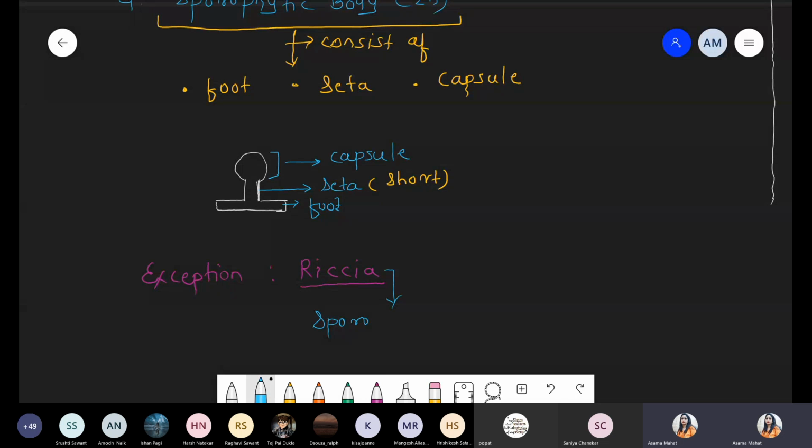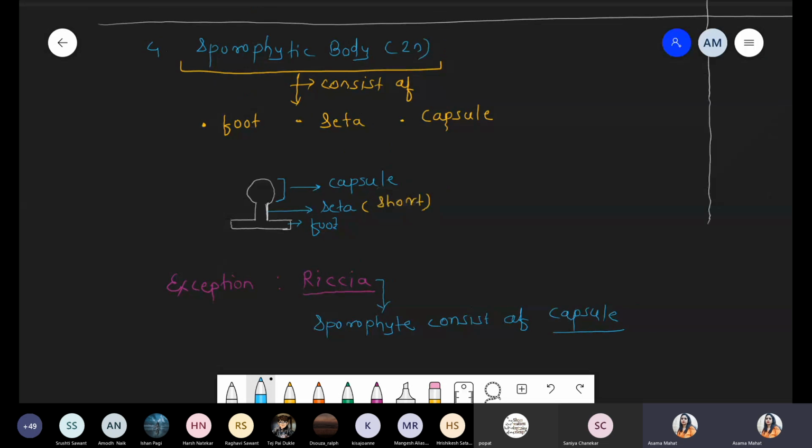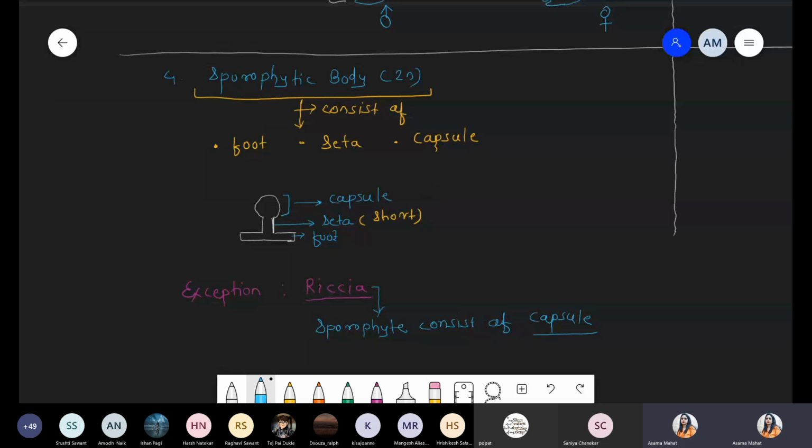So in case of Riccia, there is one exception case, that is the sporophytic body. It is sporophyte. Sporophyte consists of capsule. Okay. So if we discuss what exactly is the common feature in liverworts, definitely that sporophytic body, which is a diploid body, consists of the foot, seta, and capsule. But the exception case is Riccia, which consists of only and only capsule. Got it? Now we talk about the sporophytic body in mosses.